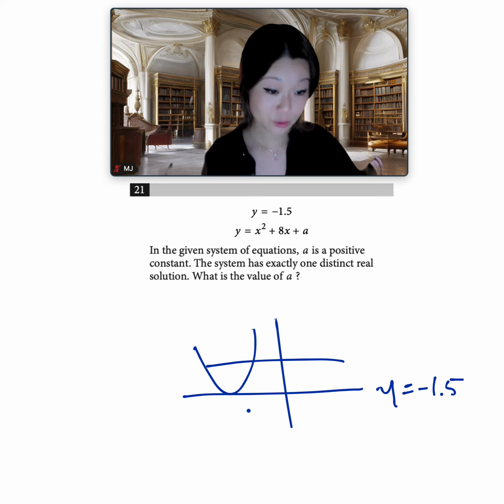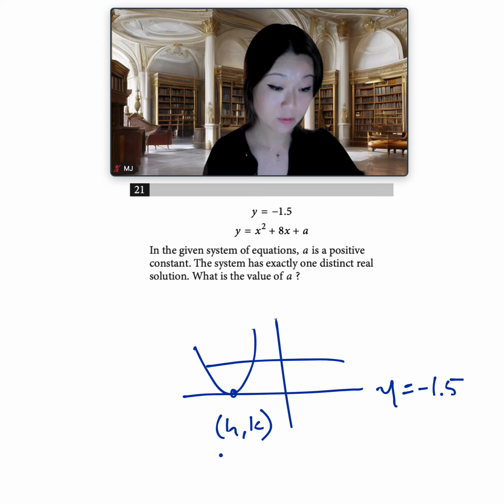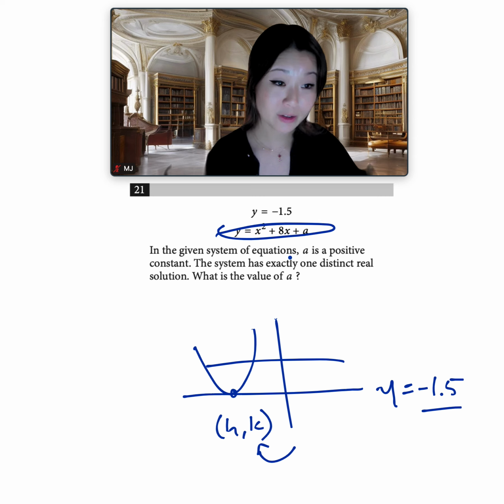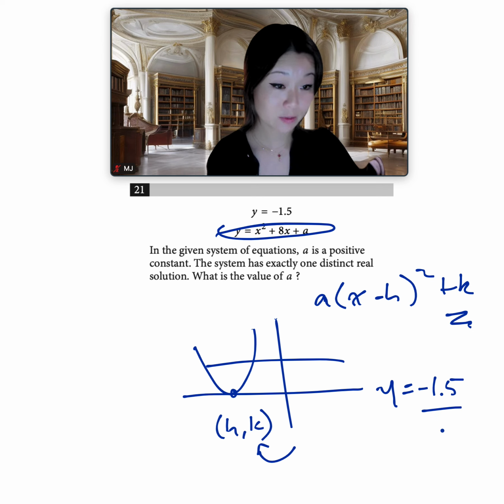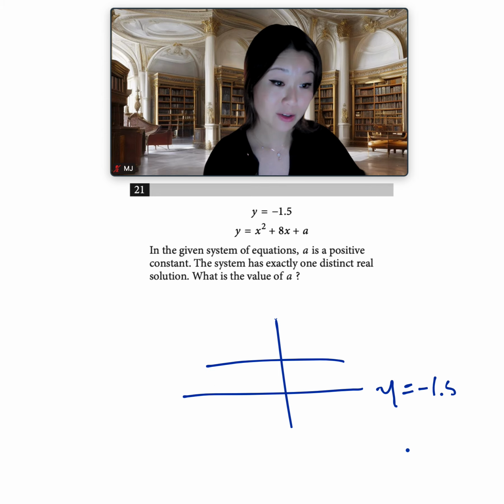If you're an astute observer, you'll know that at this vertex, vertex being (h, k) in vertex form, what do you think the value of k is going to be? If you answered negative 1.5, you would be correct. So if we were somehow able to complete the square on this and get it into our vertex form, like so, we will be able to understand that k has to be equal to negative 1.5 and figure out a from there. And so the calculator can really help you out.